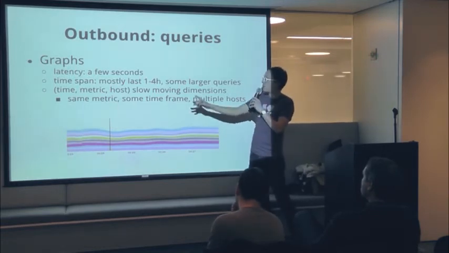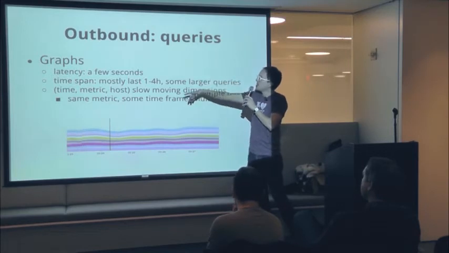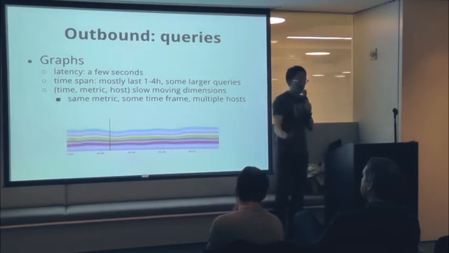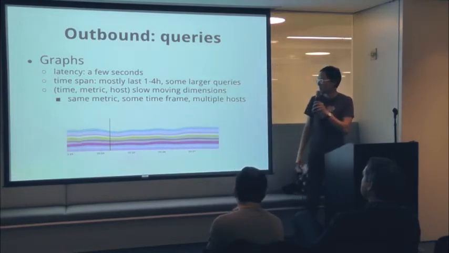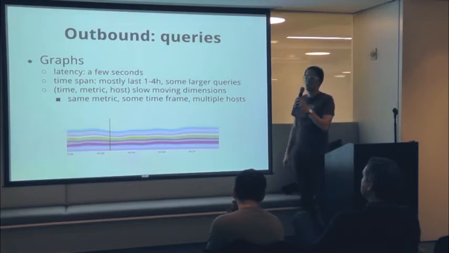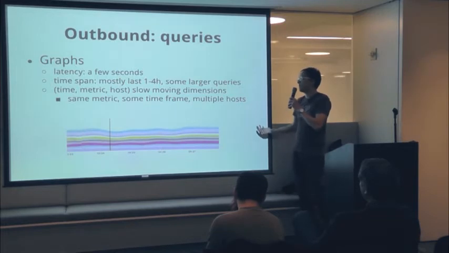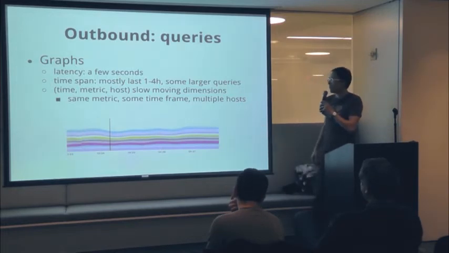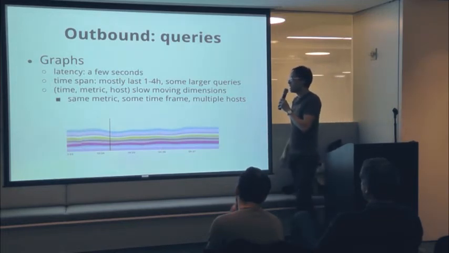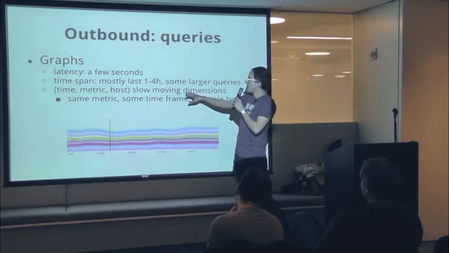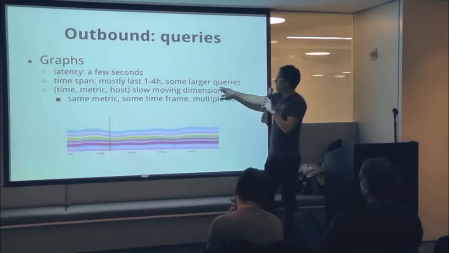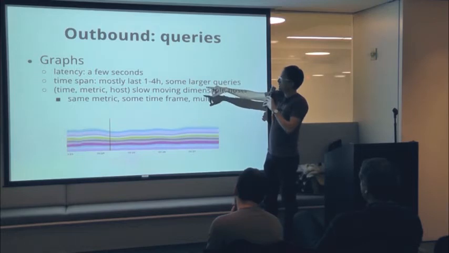The time span that you query the data for, typically most of our customers look into the last 1 to 4 hours. Because that's what I want to know, what my app is doing now, not what it was doing 6 hours ago. It's sometimes interesting, but most important is what's happening now. And the interesting thing is that, and I'll explain exactly.